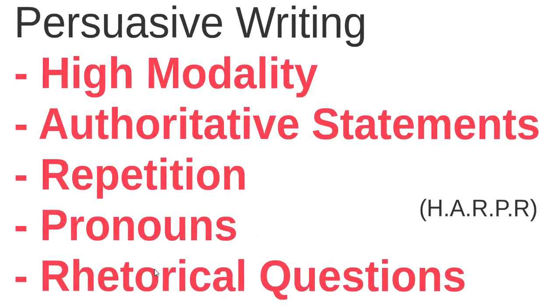There are a number of ways of persuading. This video deals with 5 key ones. That is the use of high modality, authoritative statements, repetition, pronouns, and rhetorical questions. And you can remember this through the use of the mnemonic Harper.